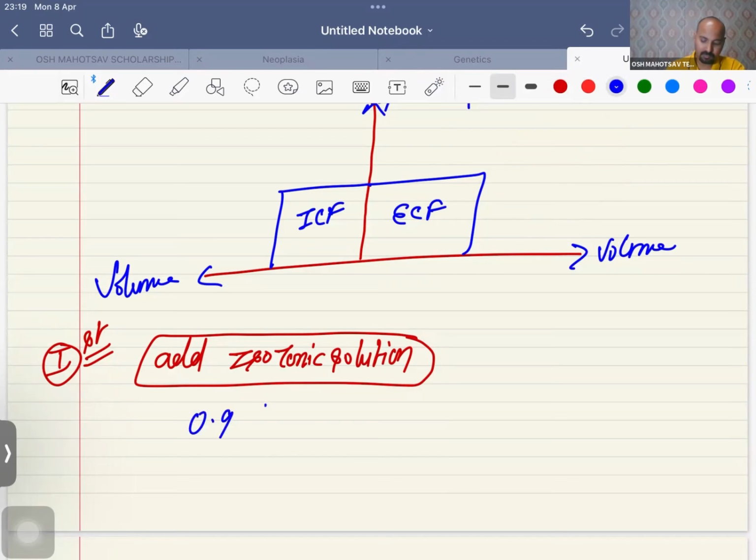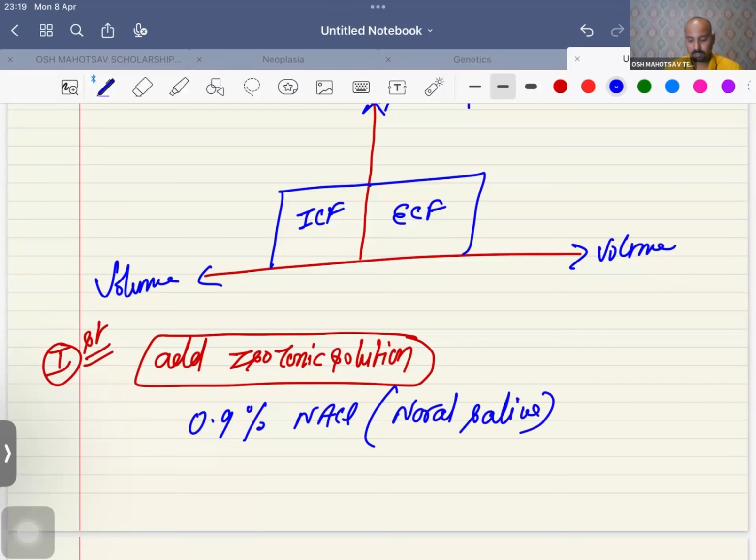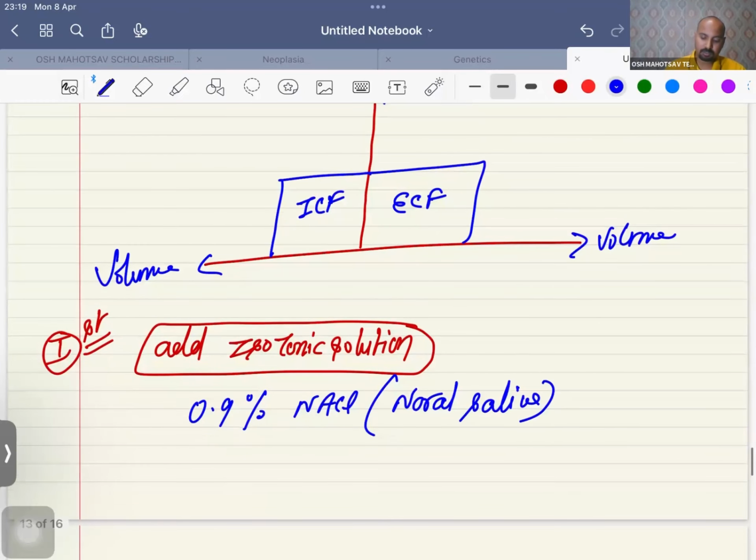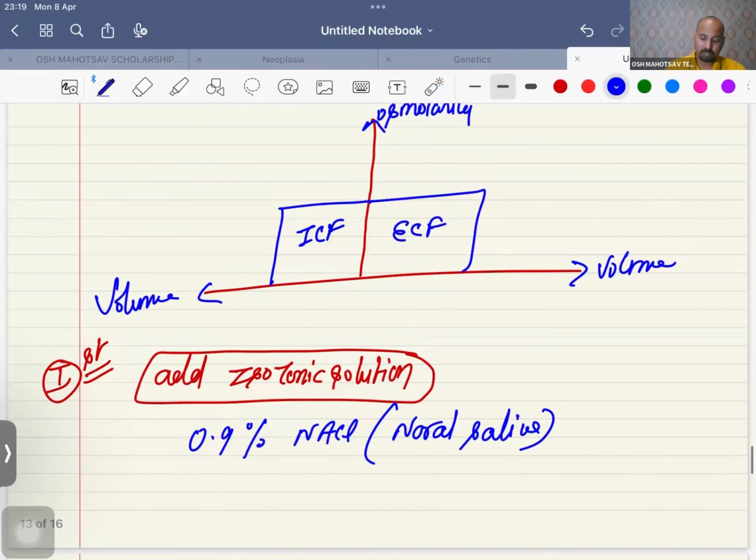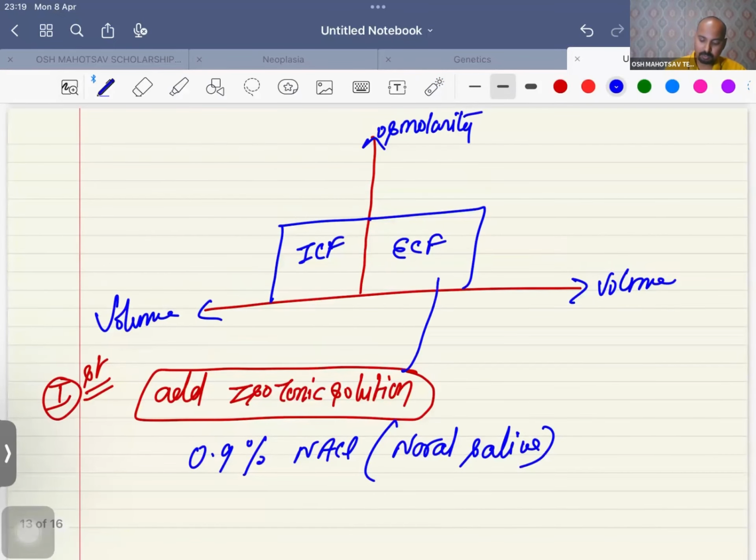Isotonic solution means 0.9% NaCl or normal saline. Okay, so in isotonic solution, you know now solute is equal to solvent. Okay, so if we add isotonic solution to the body, it will directly go to the ECF. I already told you yesterday that if we want to add anything inside our body, or remove from our body, solution or salt or solutes, we have to deal with the direct plasma or ECF.